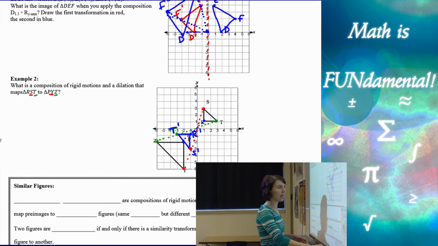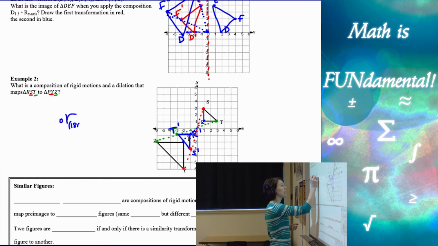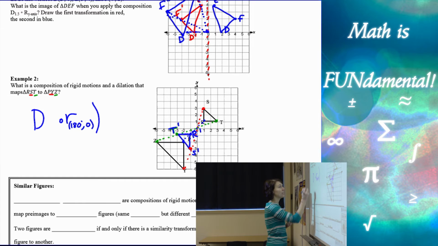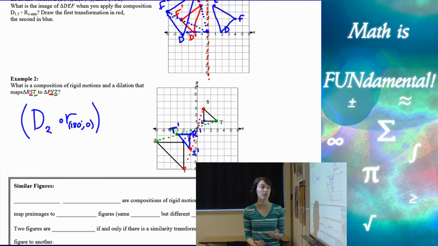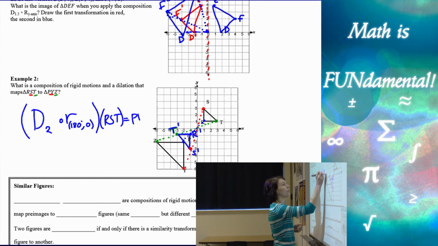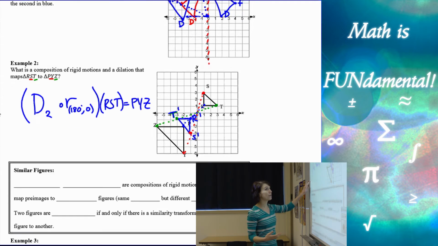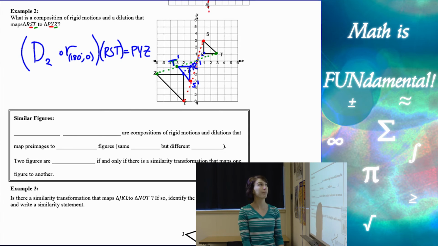So I think at this point I'm ready to write my composition. First I started with a rotation of my figure 180 degrees about the origin. And I'm going to compose that with a dilation of scale factor 2, and it's about the origin, which is kind of our default, so we don't need to note it. I started with triangle RST, and I'm ending with PYZ. Now your composition might be a little different than mine, but that's how I ended up there.